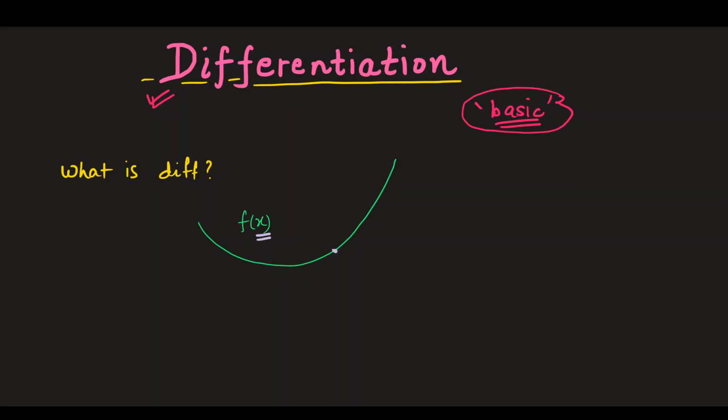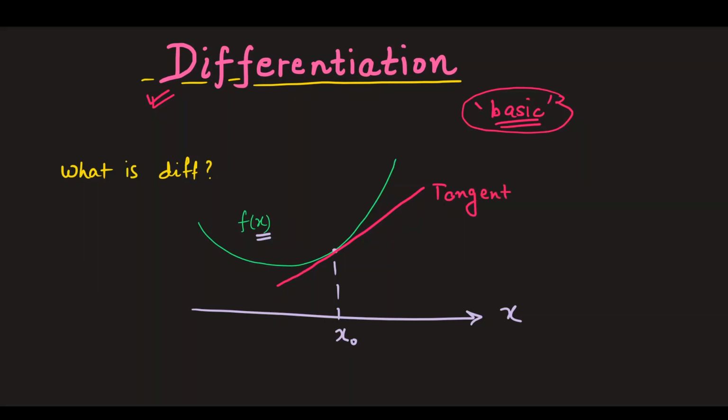Now suppose there is a point, and let's say this is the x-axis and this point is x naught. First of all, we will draw a tangent to f of x at x naught. Let's say this is the tangent line. The tangent line is the line that touches this curve f of x. Touches means that it has only one point of intersection.